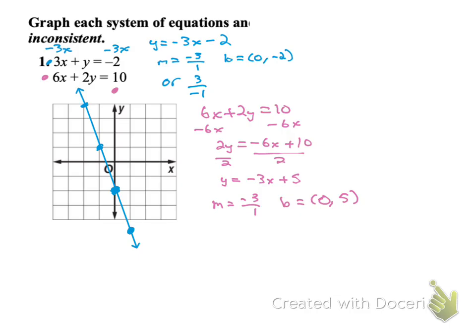So I'll mark my y-intercept at 5. I know that's off, kind of lame. And then we'll be down 3, right 1. Down 3, right 1. Have our line. Probably should have done increments of 2, but I hate doing increments of 2.